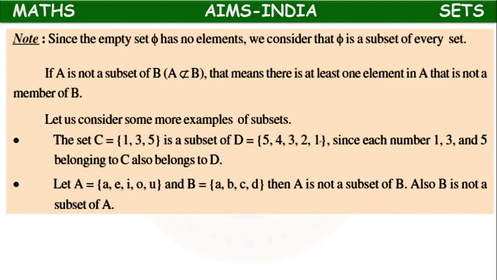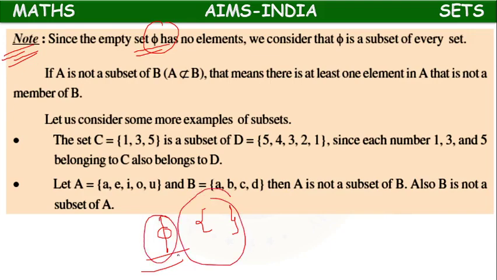Next one. So here one point we have to keep in note, that is the phi set. What is the meaning of phi set? Null set, empty set, void set, empty flower braces. So phi means nothing. As phi has no elements, we can consider the null set. The null set is a subset of every set.